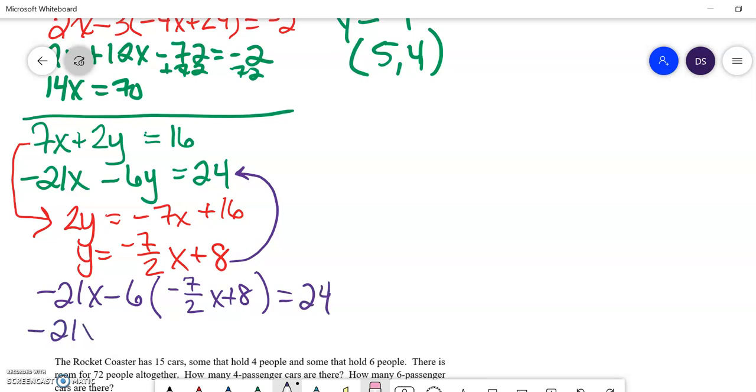And don't fear when you're distributing this number into this fraction here. We know a negative times a negative is a positive. Instead of doing 6 times 7, do 6 divided by 2, which is 3. 3 times 7 is 21. X minus 48 equals 24.